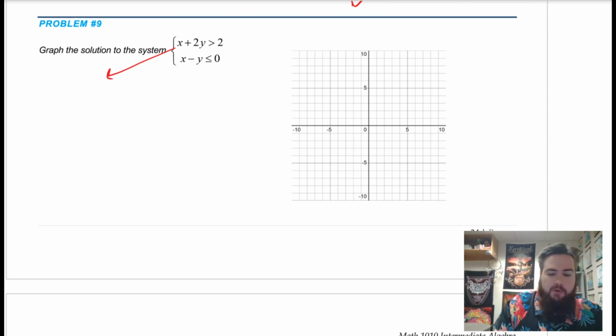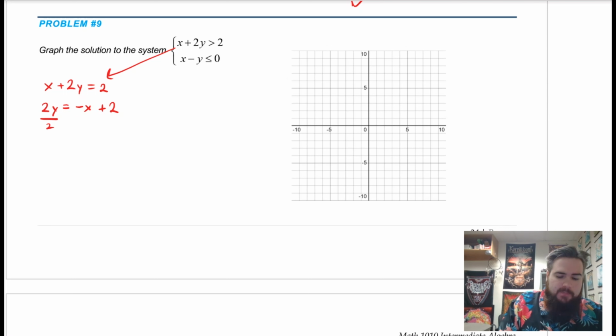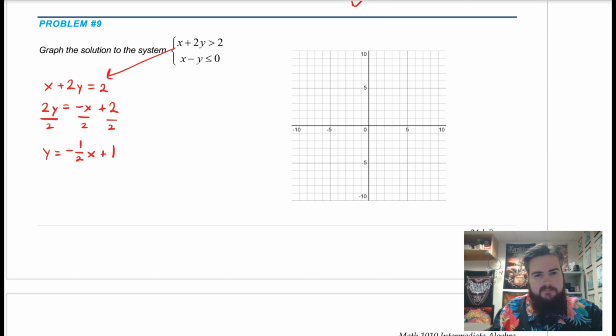As before, I'm going to take that first inequality and consider the equality version of it to find the boundary line. I will again do so by getting this into slope-intercept form. I will subtract x to get negative x plus 2 on the right, and then I will divide by 2 in order to get y equals negative 1/2 of x plus 1. That way I can think about it as slope and intercept.